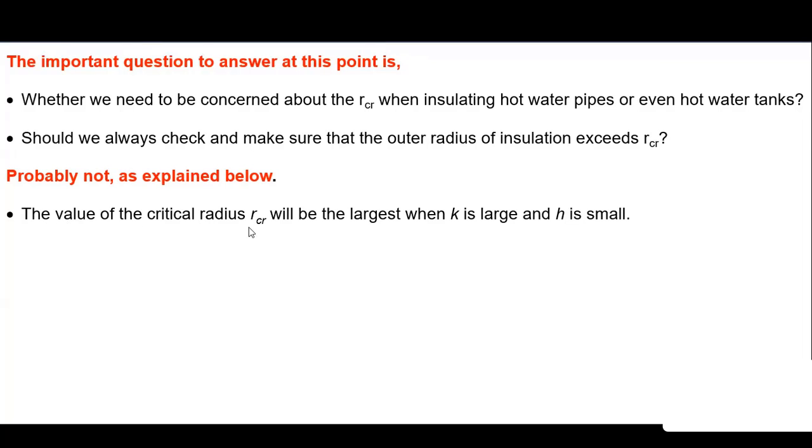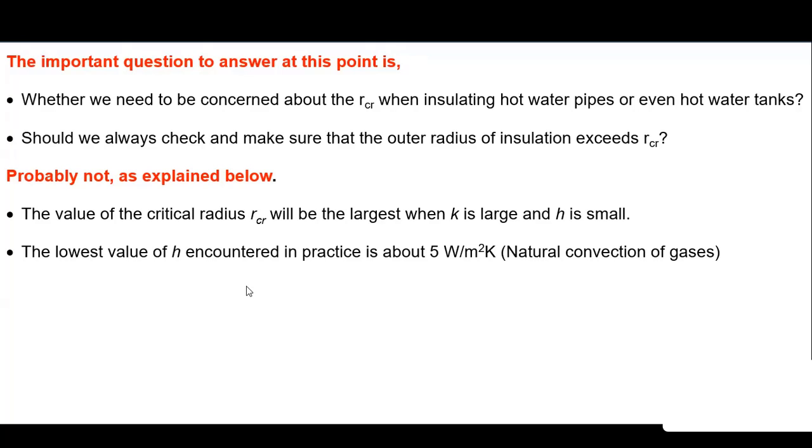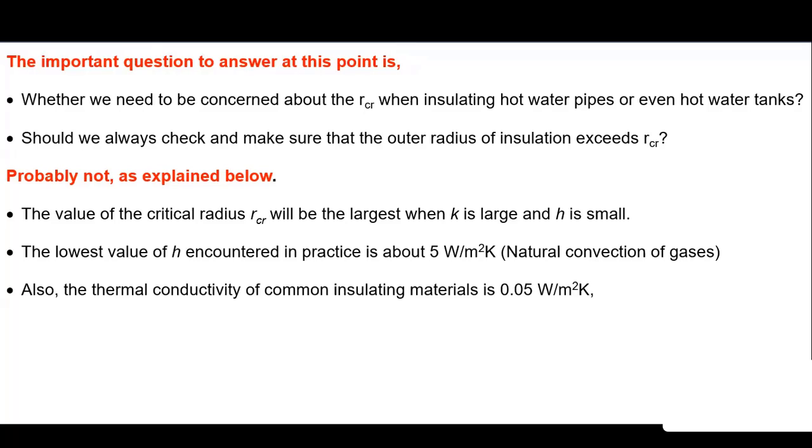The value of critical radius will be largest when the conductivity is large and H is small. It is K upon H, so the largest value of conductivity and the smallest value of H. So let us take the lowest value of H, natural convection. I already told you about natural convection in the introduction lecture, and I gave you the normal values of the heat transfer coefficient for natural convection in the presence of a gas. It is about 5. So let us take that 5 as the minimum value of heat transfer coefficient, and the thermal conductivity of common insulating material may be taken as 0.05 watt per meter Kelvin.